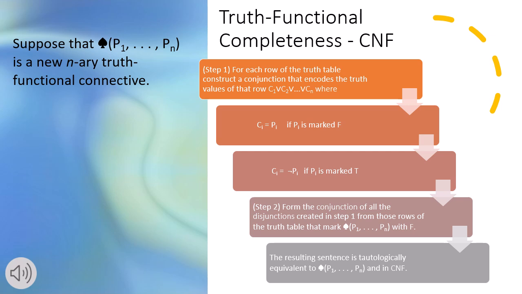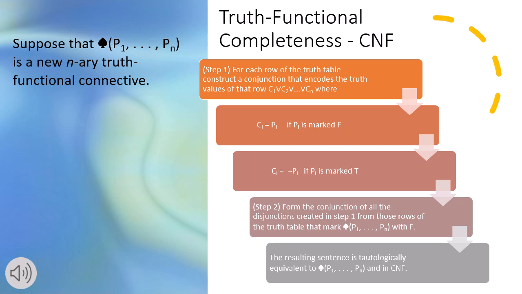And now when C_i is equal to the negation of P_i, that means that P_i had been marked with a T. So it's basically the opposite of what we were doing in the DNF algorithm. And then now we take the conjunction of all of the disjunctions we created in step two, where we look at rows from the truth table that were marked not with a T like we did last time, but with an F instead.